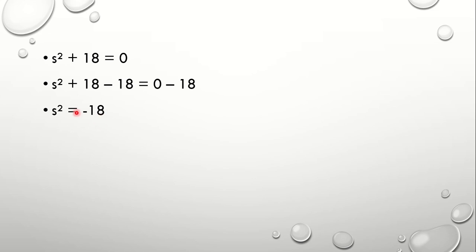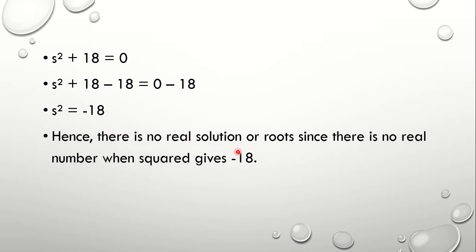Now, you will notice that x squared equals negative 18. What happens if we take the square root of both sides? Of course, we have the square root of x squared, which is x. But on the other hand, on this side, there's no such thing as the square root of a negative number, in this case the square root of negative 18. So, therefore, there is no real solution or roots, since there is no real number that when squared gives negative 18. For that instance, there is no real number, hence there is no real solution or roots.